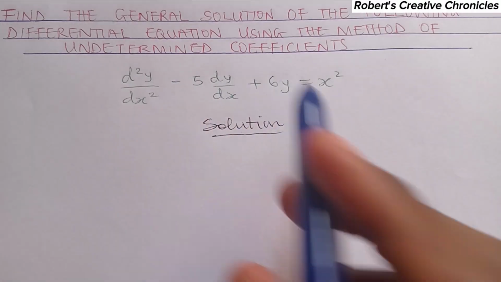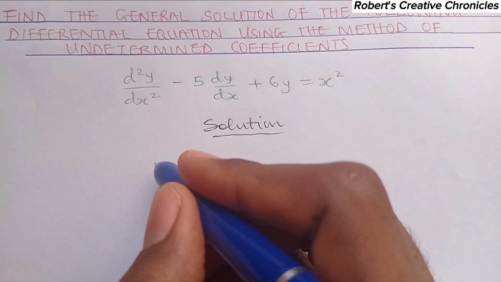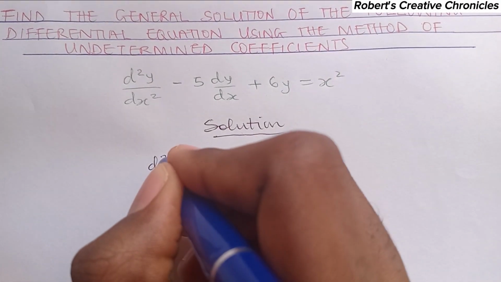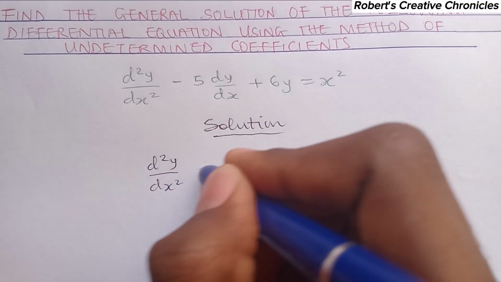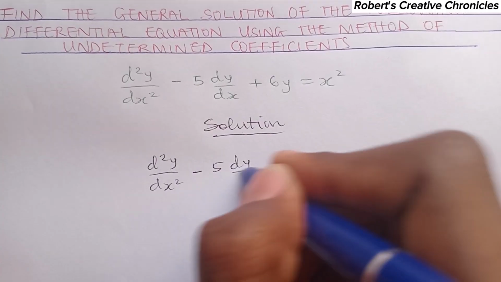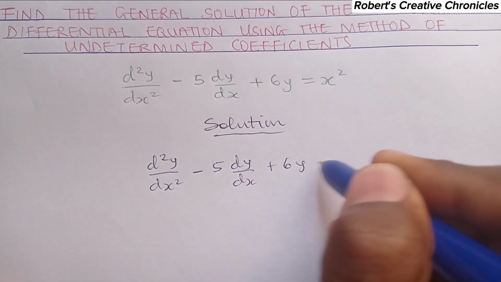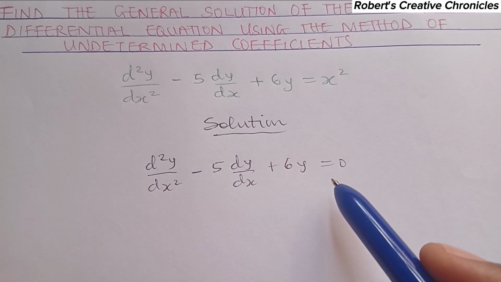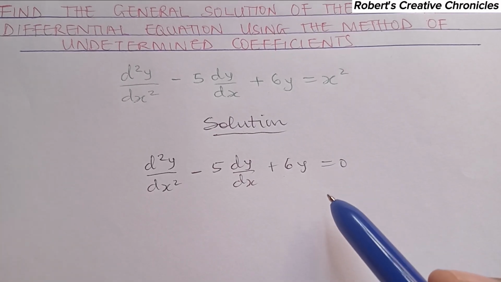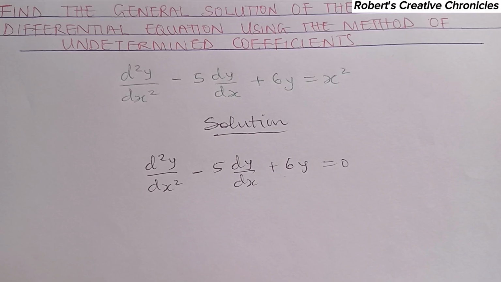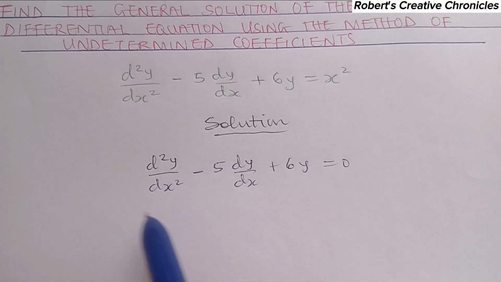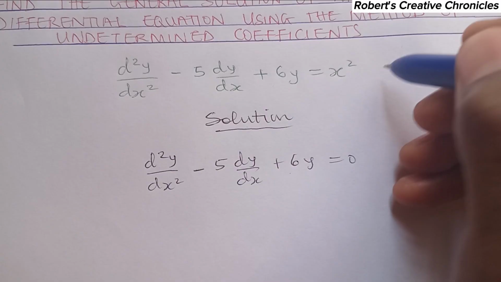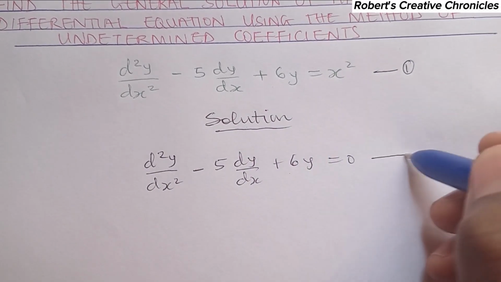So to solve this kind of question, you have to first equate the d squared y over dx squared minus 5 dy over dx plus 6y, the term on the left hand side, to 0. So now we will solve this second order linear differential equation. We will call this one equation 1 and this one equation 2.